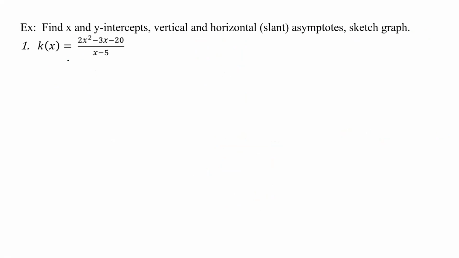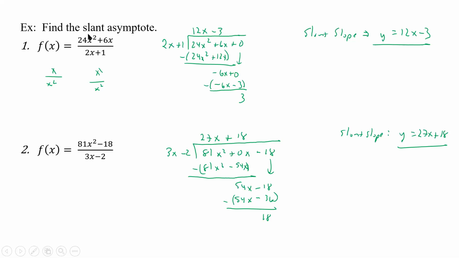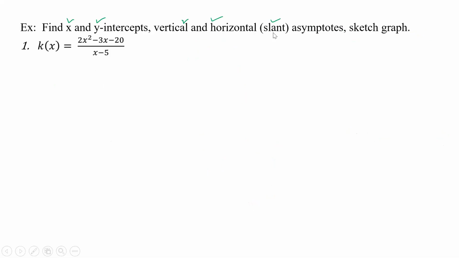All right, so let's look at the next one here. What we're supposed to find are the x and y intercepts, the vertical and horizontal or slant asymptotes, and then sketch our graph. All right, so what are we going to have? Are we going to have a horizontal or a slant? Well, in this case, we have x squared over x, and that's what we saw here. So that's going to be a slant in this case. So instead of a horizontal, we'll have a slant asymptote.